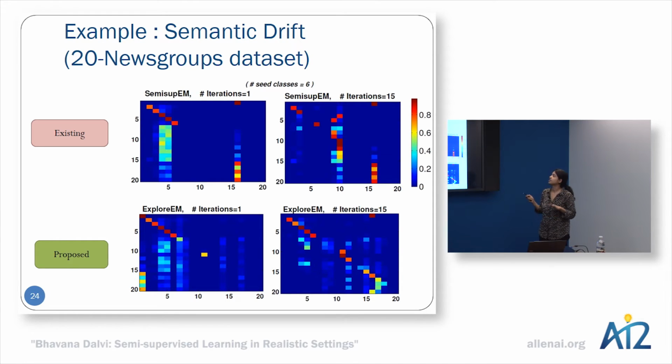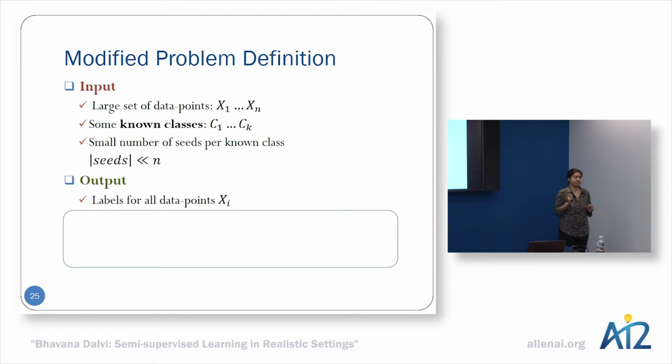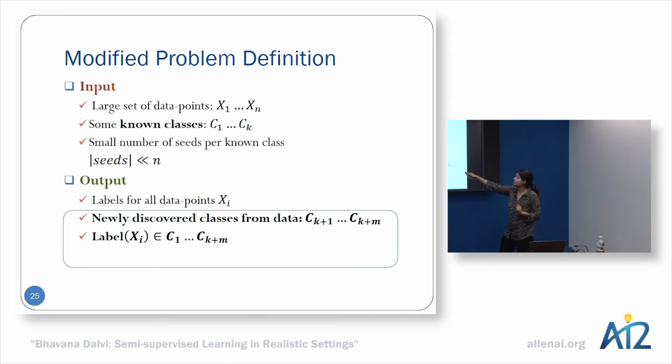To achieve this, we modify the problem definition of semi-supervised learning like this. Now the algorithm can discover classes from data. Instead of k classes, it can discover m new classes, and the data points can belong to any one of these k plus m classes. To keep this problem non-trivial, we need to add a constraint that k plus m should be orders of magnitude less than n. Otherwise, you might end up creating a new class for each unlabeled data point and get maximum likelihood. We don't want that.